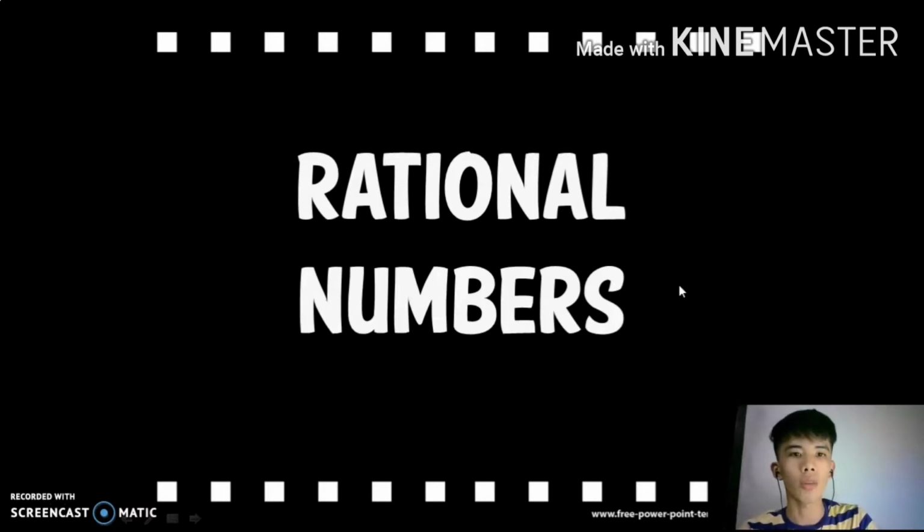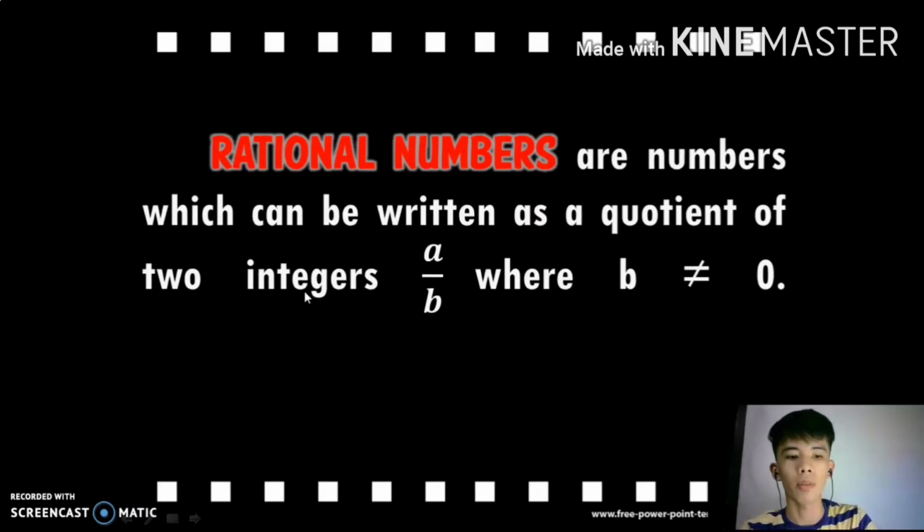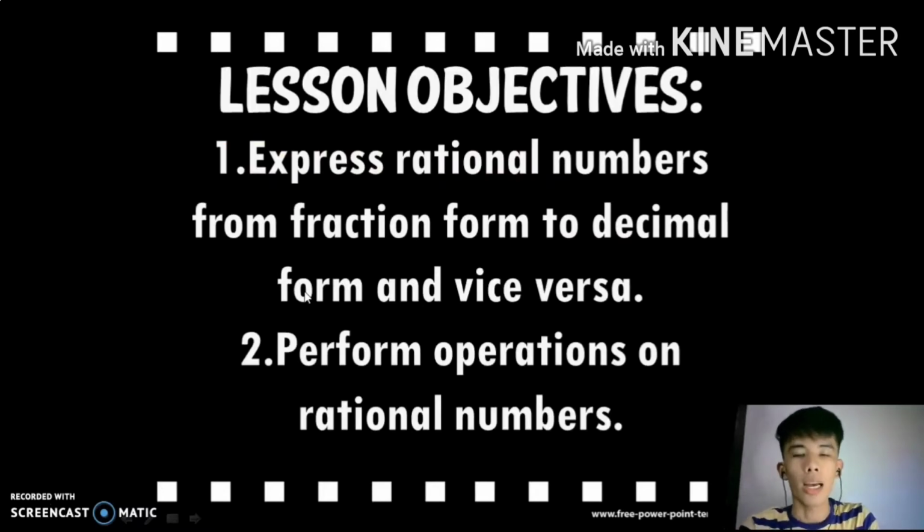So, ang ating lesson objectives for today is all about: Una is to express rational numbers from fraction form to decimal form, and of course, vice versa. Ibig sabihin, kailangan matutunan natin kung paano ba gagawing decimal kapag ang given ay fraction, and the same, paano natin gagawing fraction if the given is decimal. Okay? And then, perform operations on rational numbers.